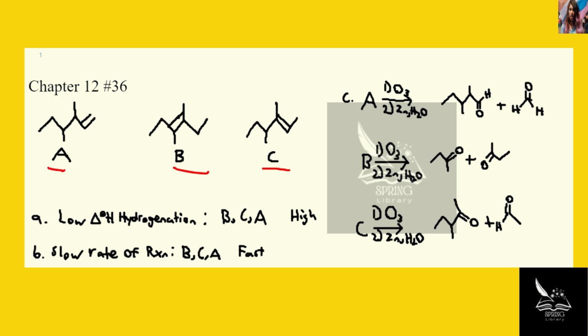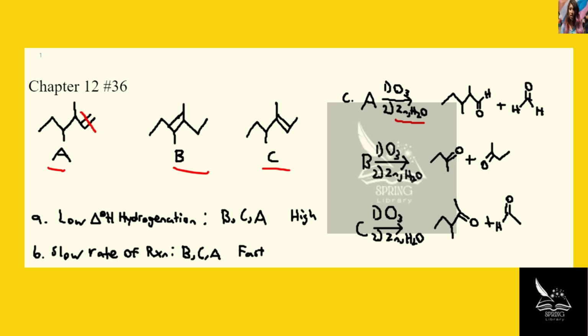And then for part C, we're asked to cleave each of these molecules with ozone, followed by zinc and water. Remember, when we're doing an ozonolysis, you essentially just look at the molecule, draw a line through the double bond, and write what your products would be. With these workup conditions with zinc and water, we will get carbonyl molecules.